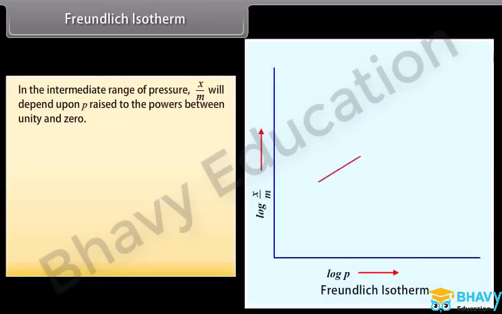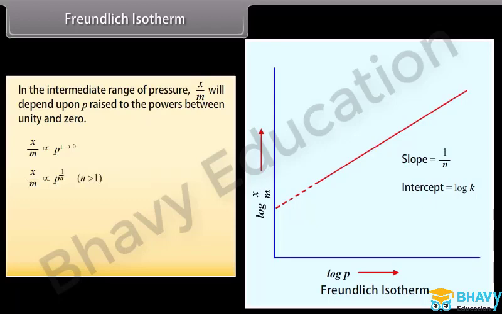Freundlich isotherm. In the intermediate range of pressure, x/m will depend upon P raised to powers between unity and 0. This can be expressed as x/m ∝ P^(1 to 0), or x/m ∝ P^(1/n), where the value of n is greater than 1, or it can be written as x/m = k × P^(1/n).